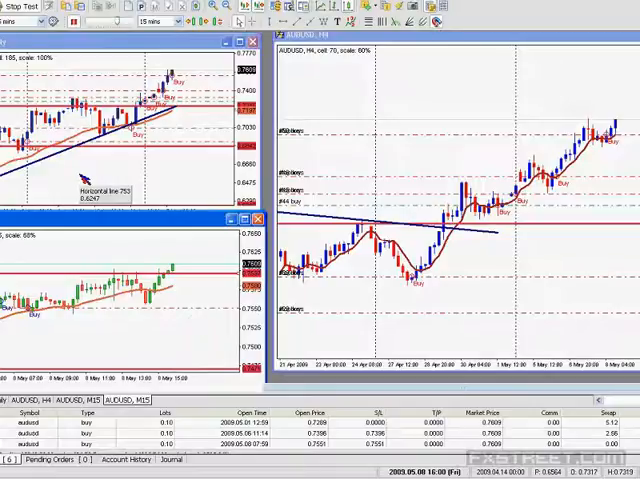No, but this is what I'm saying, though. If you're watching a 4-hour move fib, you don't have to guess which one it's going to respect. You simply watch the 15-minute for confirmation. I'm using the 15-minute as my confirmation chart, and I'm using the 4-hour as my direction, my trend/directional chart.